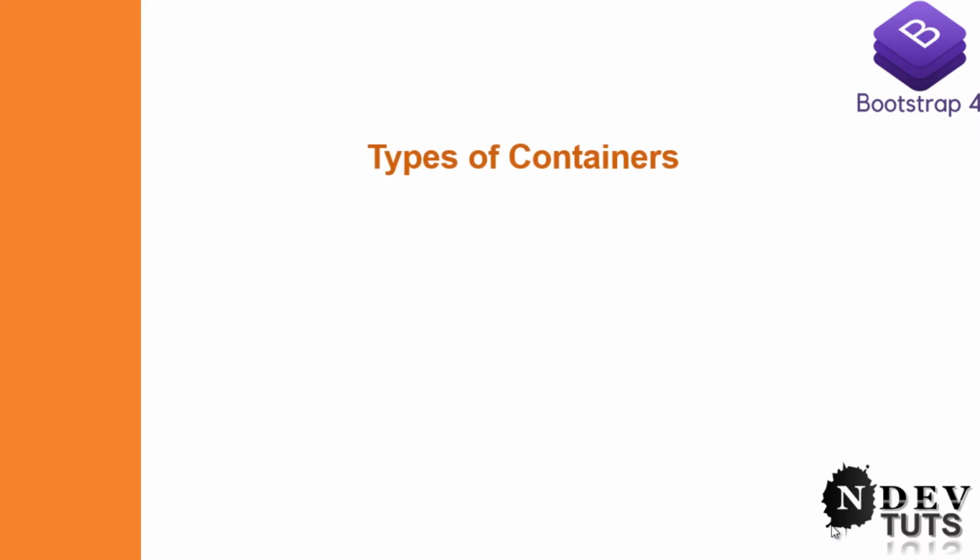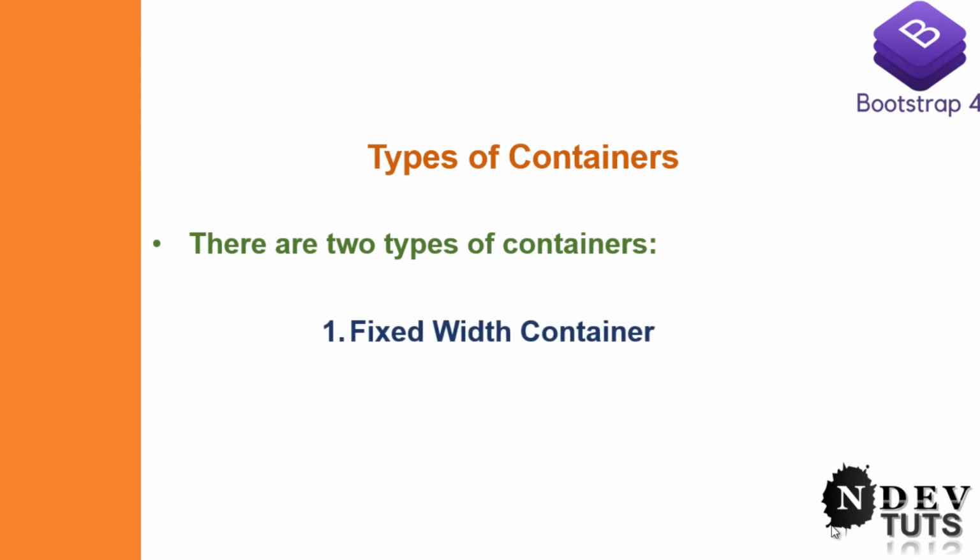Types of containers. There are two types of containers. First one, fixed width container, and second one, fluid width container. Let's see the difference between them and when to use.